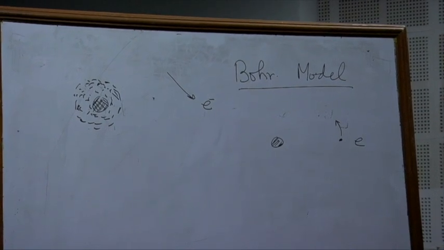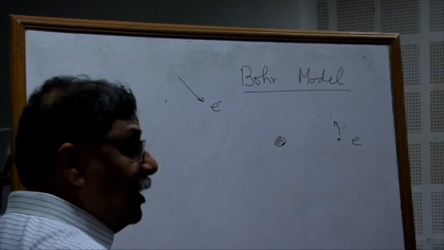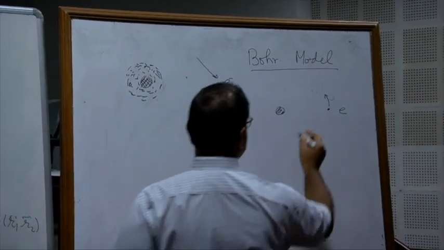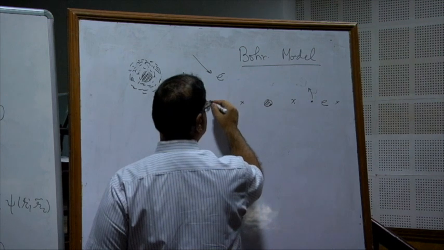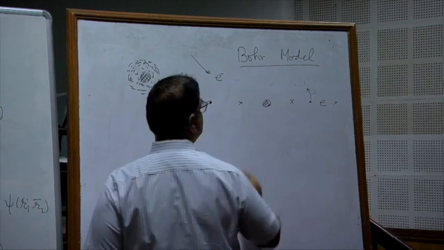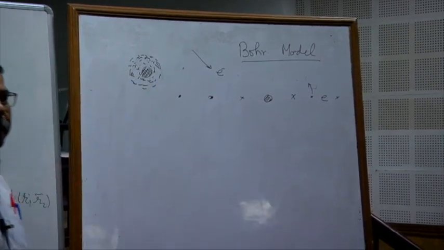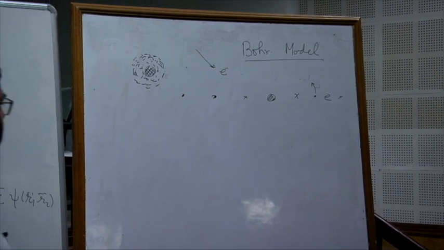Where would the other electron go if it comes for the most stable configuration? Would it be here? Would it be here? Where do you think is the best position for this? On the other side, right?